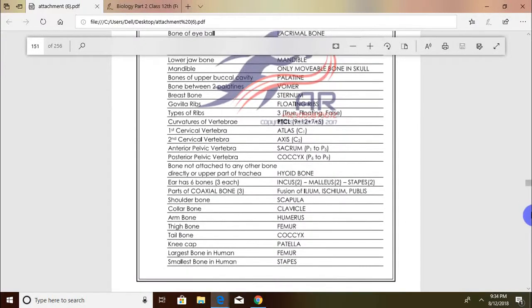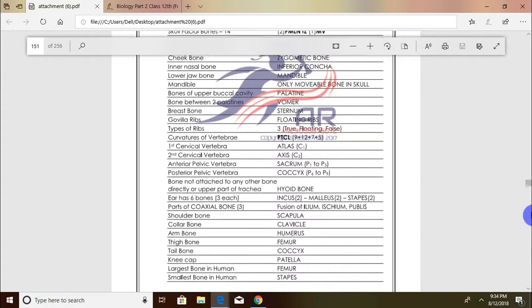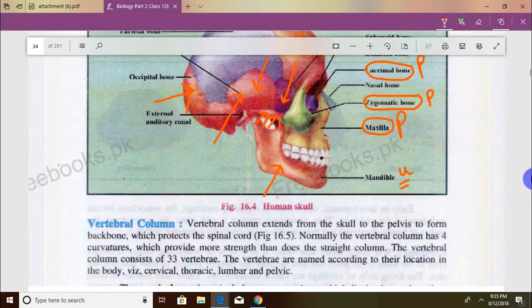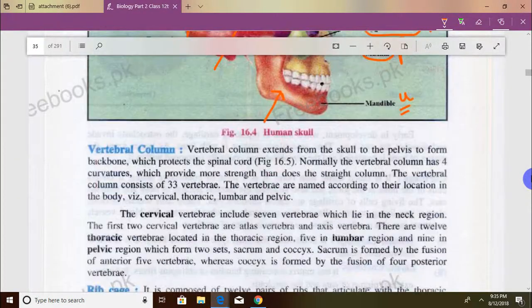And yes, the sternum is a breastbone. That is similarly important, but that is going to be more important when we come on to the ribs. So you should know that the vertebra has 4 curvatures, which gives it added strength. And you should know that the vertebral column extends from the skull to the pelvis. So if they ask you from what point to which point they're extending, it's from the skull to the pelvis. Again, something you should write down.